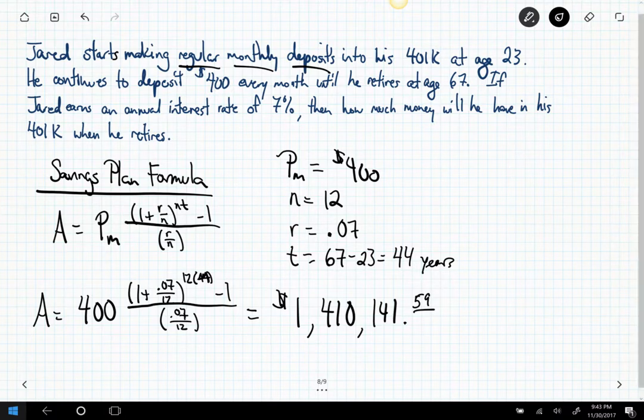Now, just an FYI, how much did Jared put in?